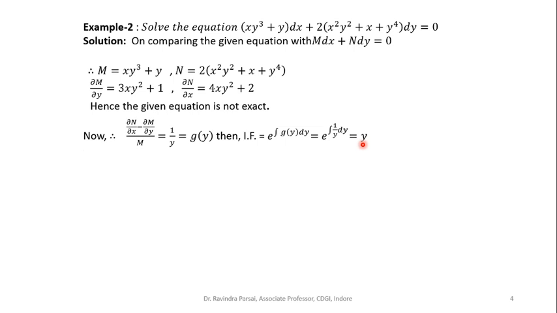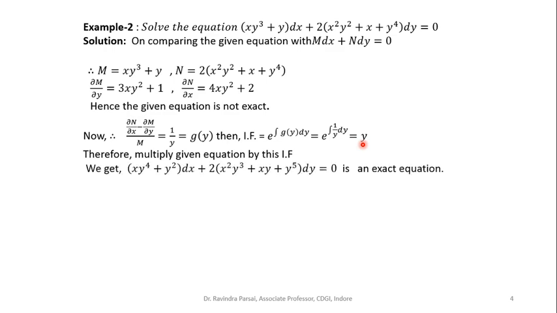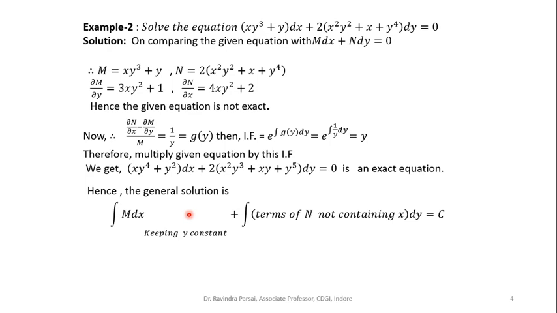Now you multiply the given equation by this integrating factor, and it reduces to exact form, that is, we get (xy4 plus y square) dx plus (2x square y cube plus xy plus y5) dy equal to 0. Hence we write the general solution by writing first the formula as we discussed in the previous example: integral of M dx plus terms not containing x, equal to c, as the constant of integration here.